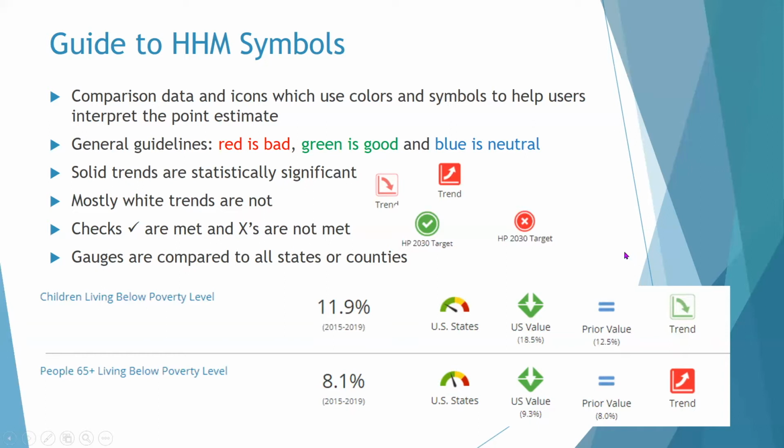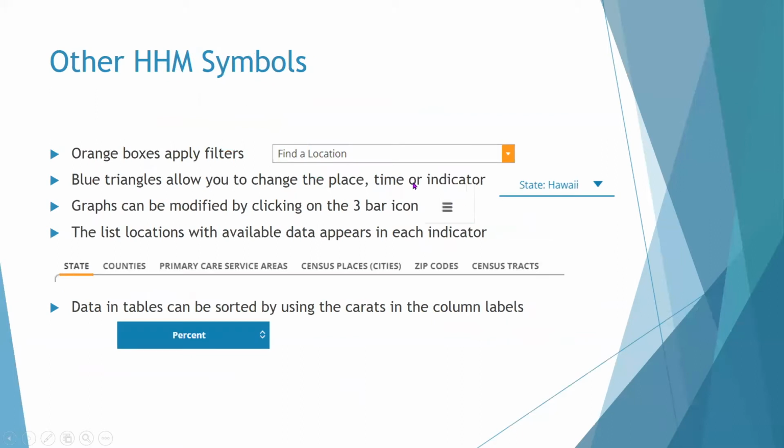I wanted to also show you some other symbols that I want you to be looking for as we go through the site today. Sometimes you're going to see information in orange boxes with this little caret or triangle pointing down. These boxes, when you find them, apply a filter to the data that you're looking at.